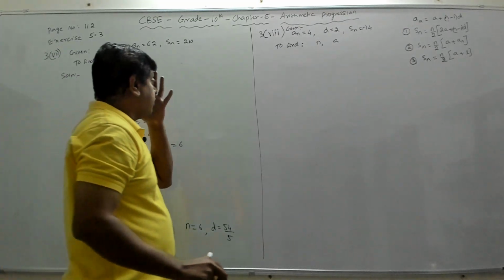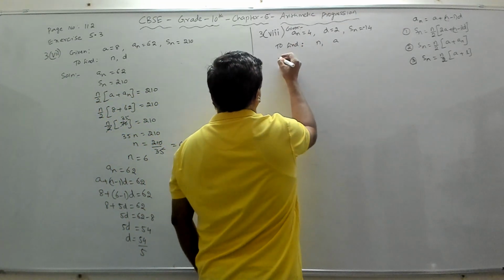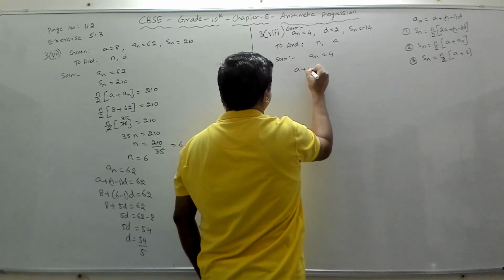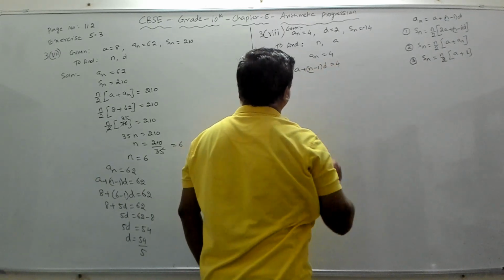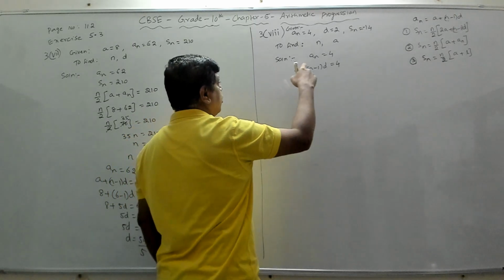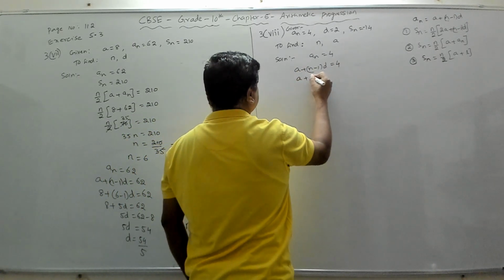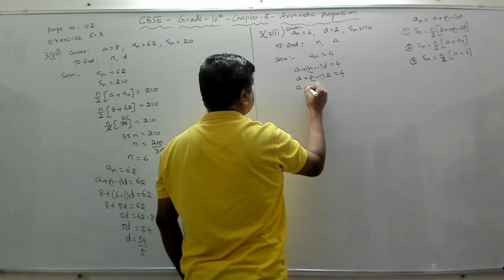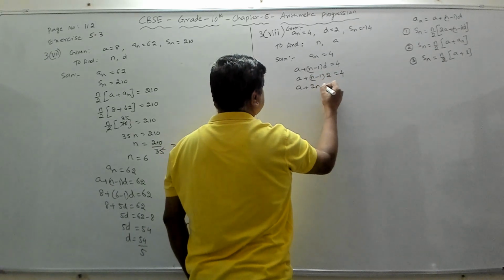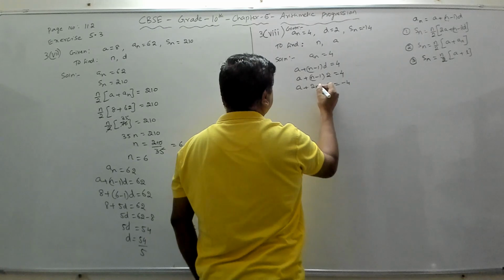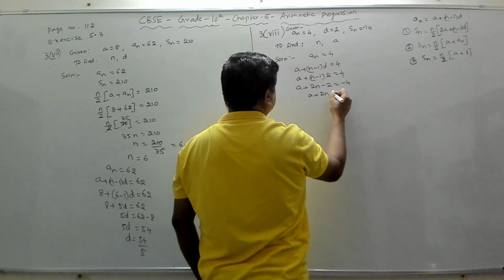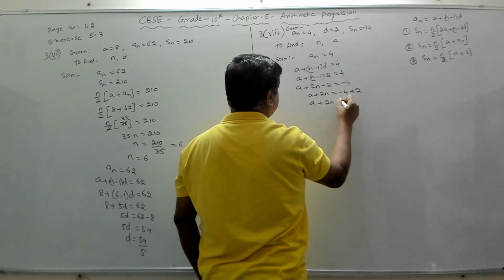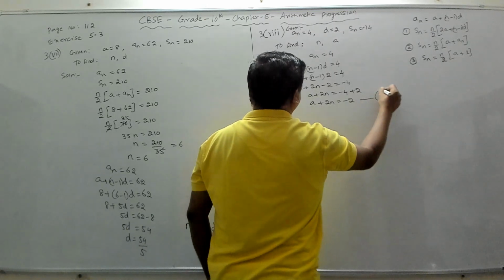Now again, see, an is given. Solution. an is 4. So an is a plus n minus 1 into d, that is equal to 4. And a we don't know, n also we don't know. We can't substitute for both. But d is how much? 2. So I am substituting d. We get a plus 2 into n is 2n, 2 into minus 1 is minus 2, equal to 4. You get a plus 2n.